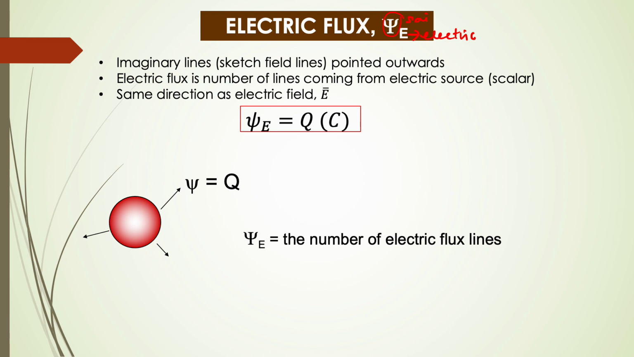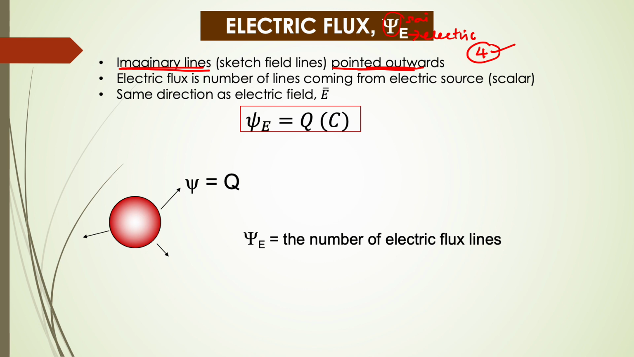Electric flux is an imaginary line. It is a line that we know exists, but we can't see with our naked eyes. It is usually pointed outwards from the electric source. So there are 4 electric sources, so please recall what the electric sources are. The electric flux is like a line that is coming out from the electric source.